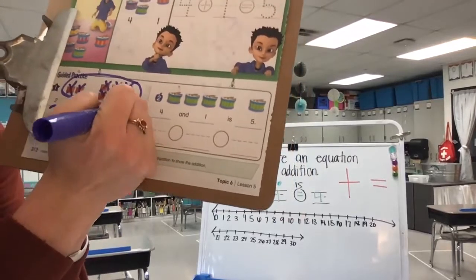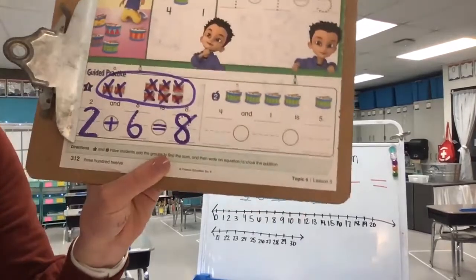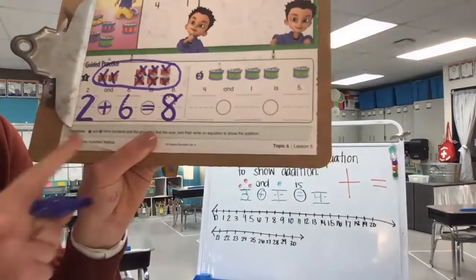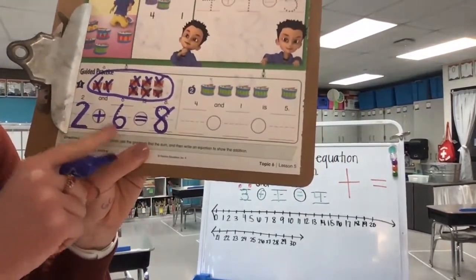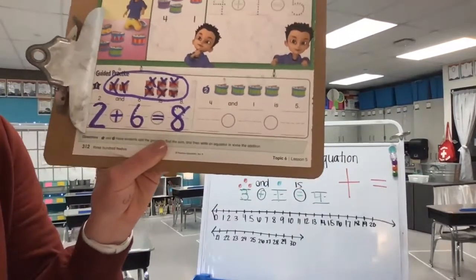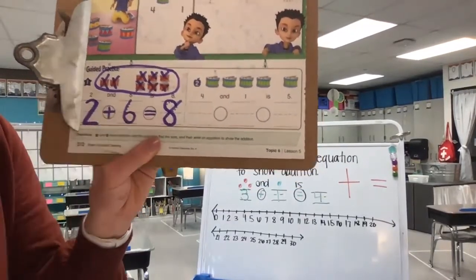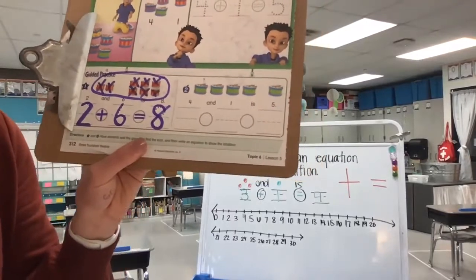So now I have first and S, but do not wait. Go back up and close the gate. Now I'm going to read my sentence. Listen first, and then I want you to repeat. It says 2 add 6 equals 8. Your turn. 2 add 6 equals 8. Good job. Now let's go over to the green and blue drums.